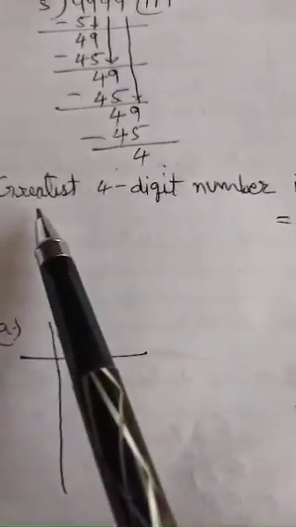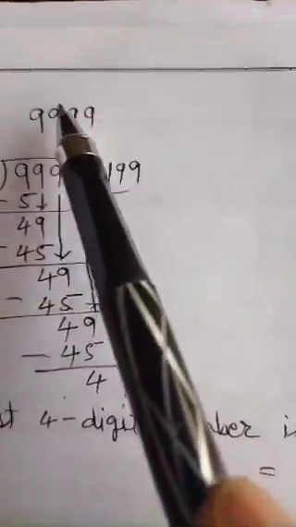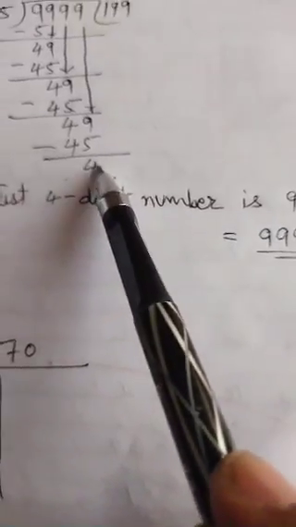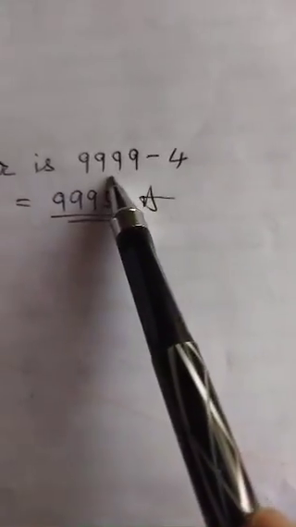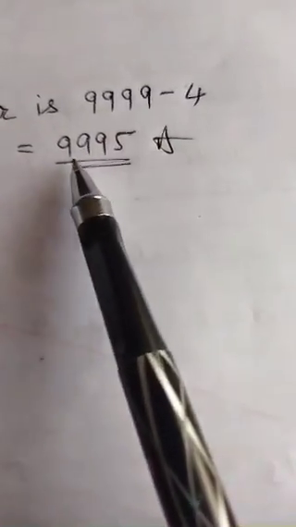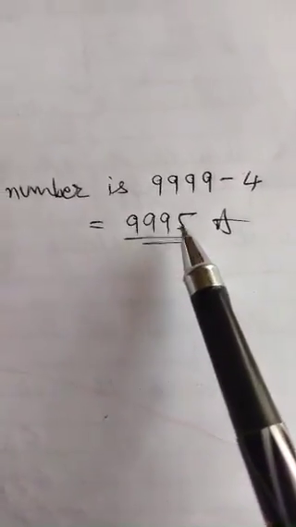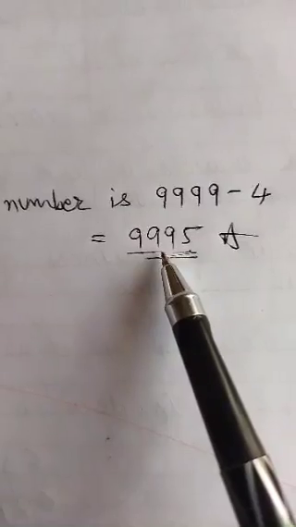So we will write our greatest 4-digit number and the remainder. We have to subtract these. See, 4 will be subtracted from 9999. So after subtracting we will get 9995. This will be your final answer. In this way we have to find the greatest number.